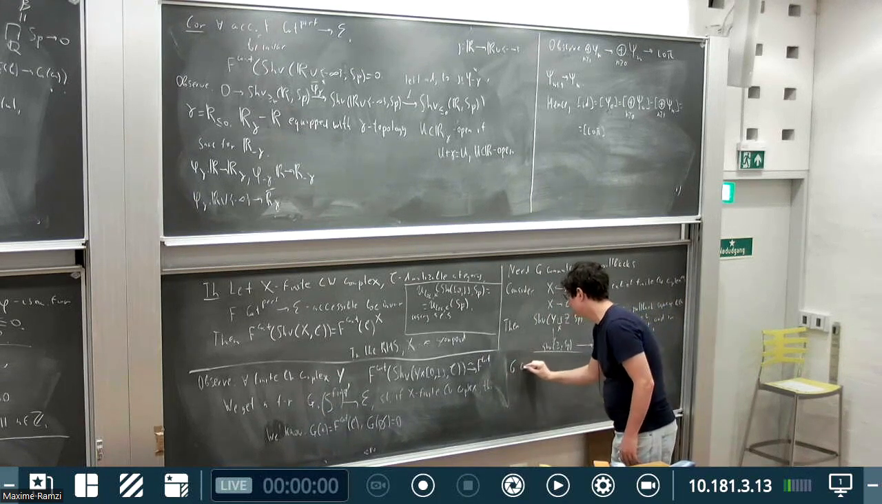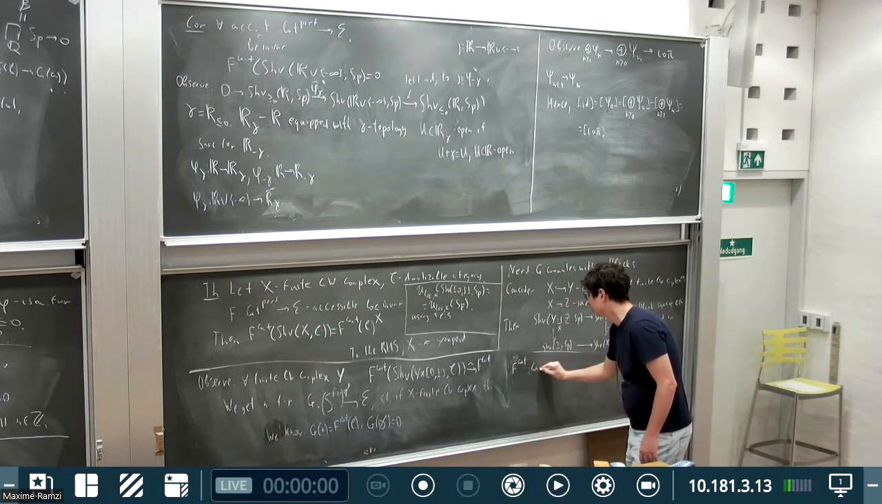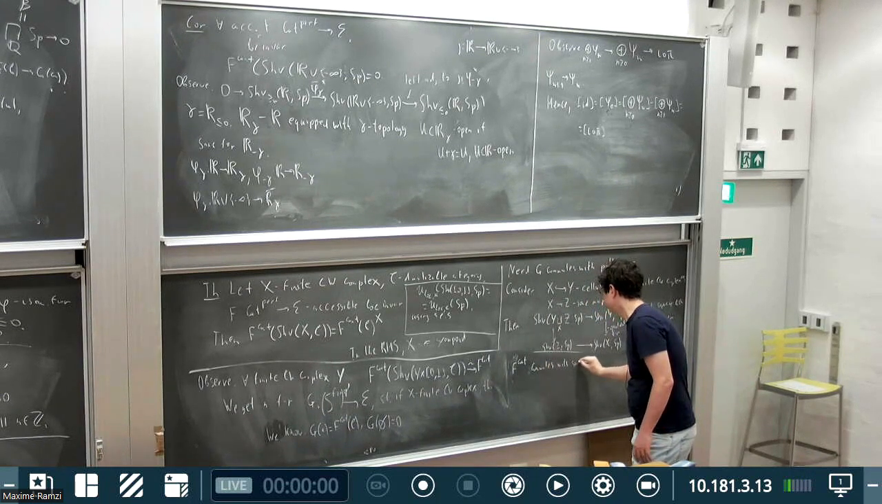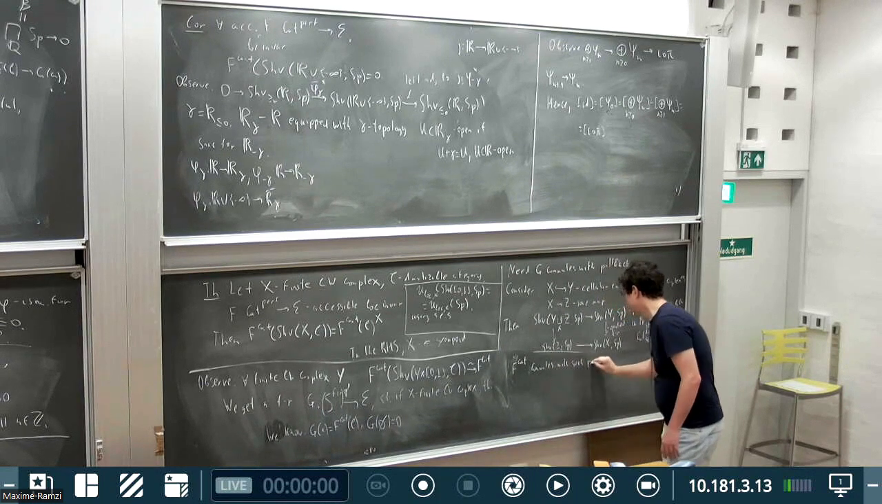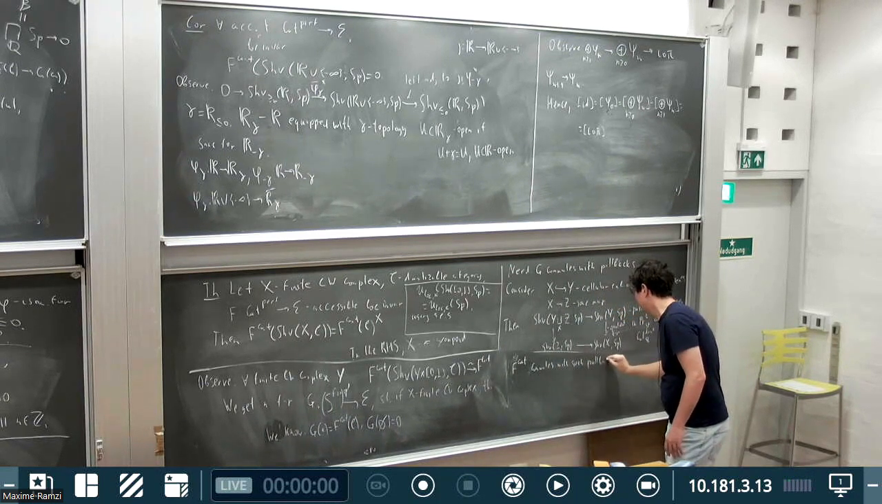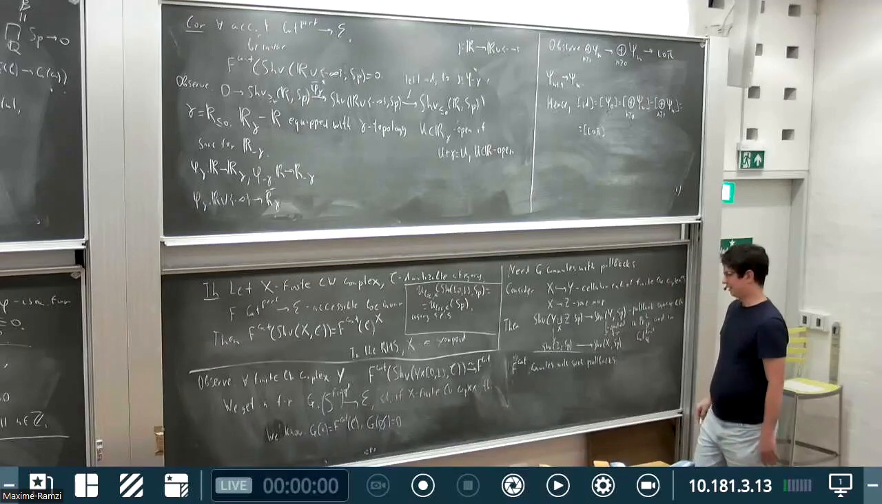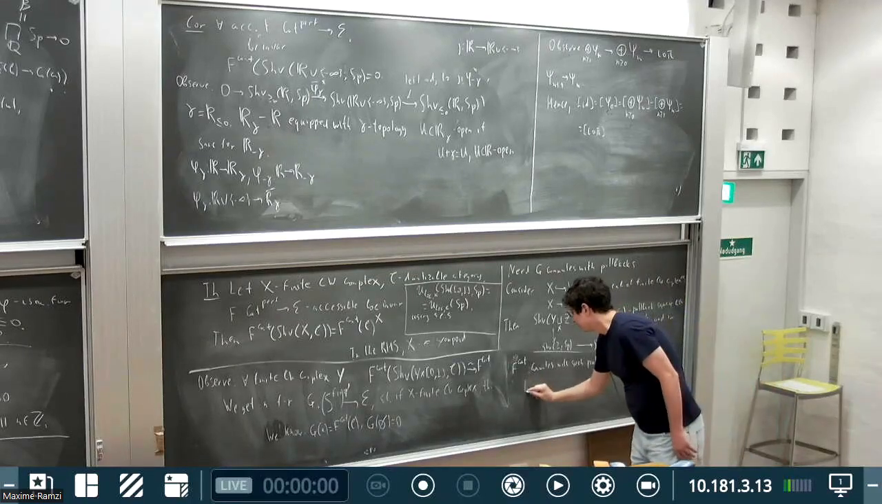So G commutes. Sorry, not G, I mean our localized invariant commutes with such pullbacks. So this is like a little lemma.